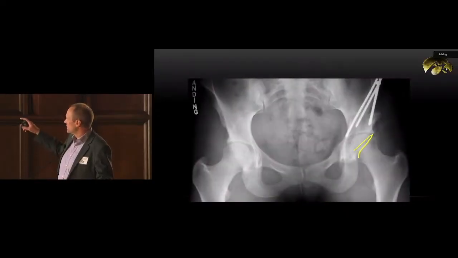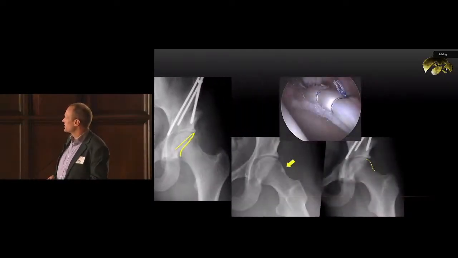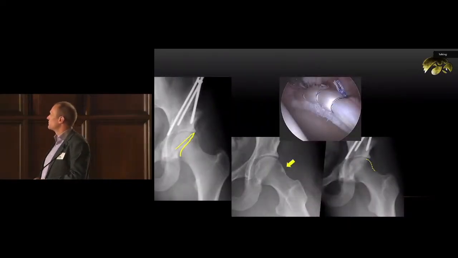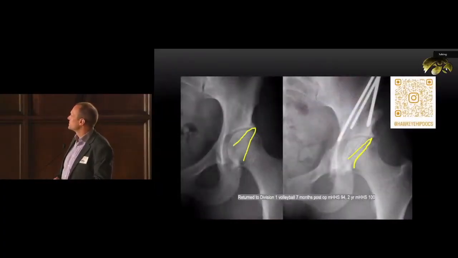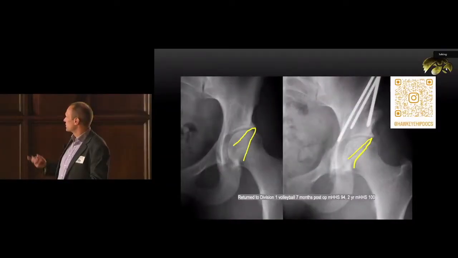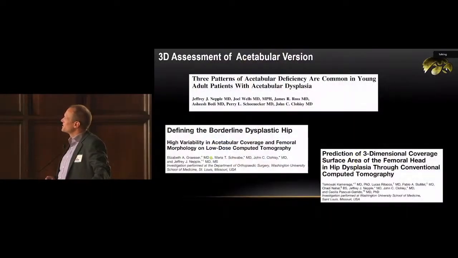So you can see here we did a PAO, being very careful not to overcorrect this borderline dysplastic hip and to improve her anterior coverage. We also combined this with a hip arthroscopy, given her cam deformity correction and also labrum tear, at the same time as the PAO. So you can see improved anterior coverage and lateral coverage in this patient. She returned to volleyball 7 months post-op. At 2 years she's got a good Harris hip score and was able to finish her college volleyball career. So, a good outcome with this. She is no longer wearing that hip spica brace.